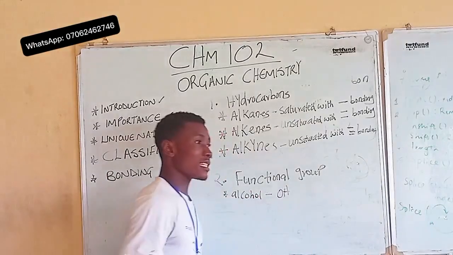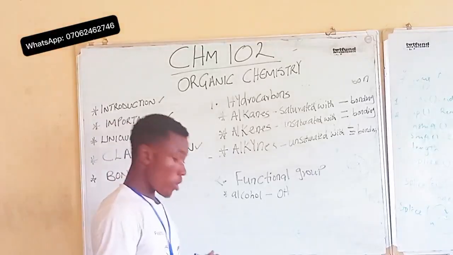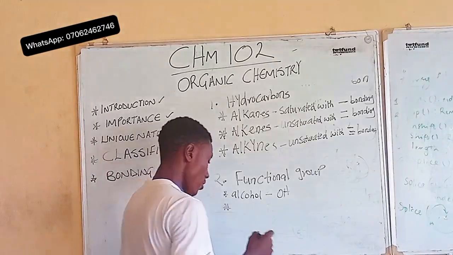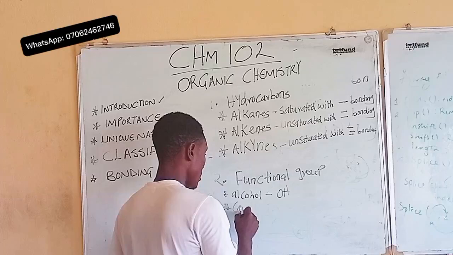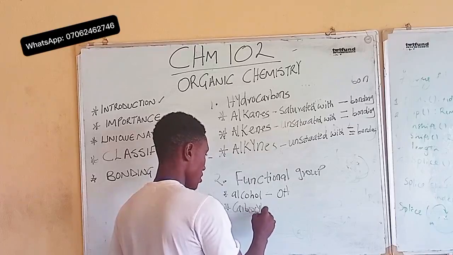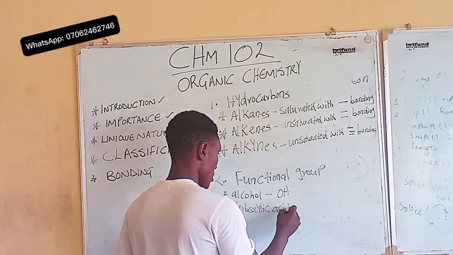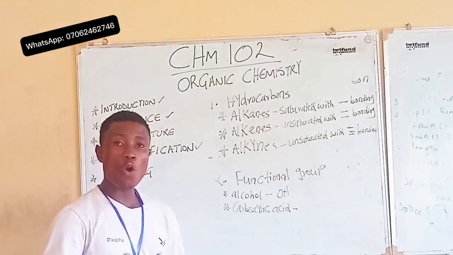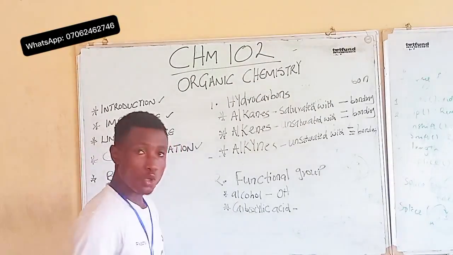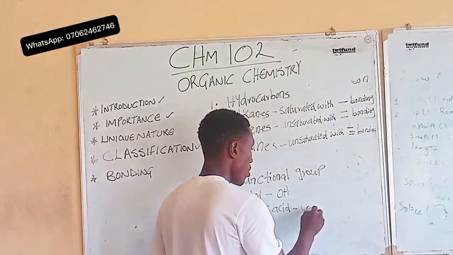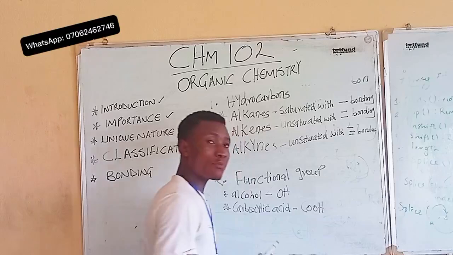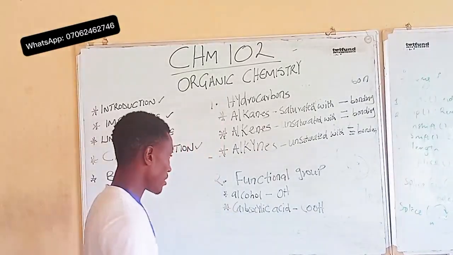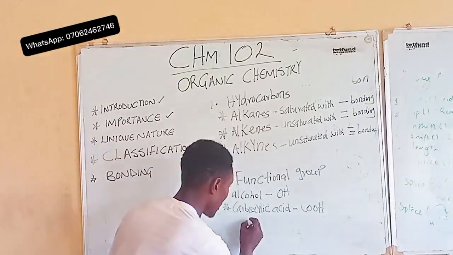An example of this is ethanol. We also have the carboxylic acid. The carboxylic acid ends with COOH. An example of this is acetic acid.